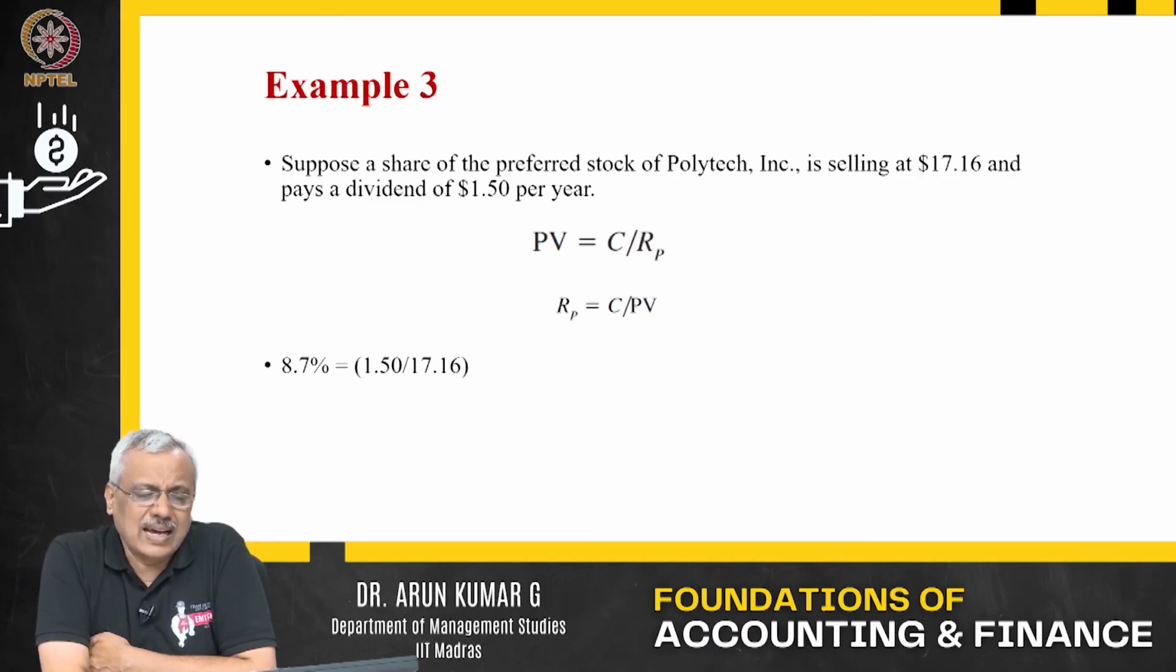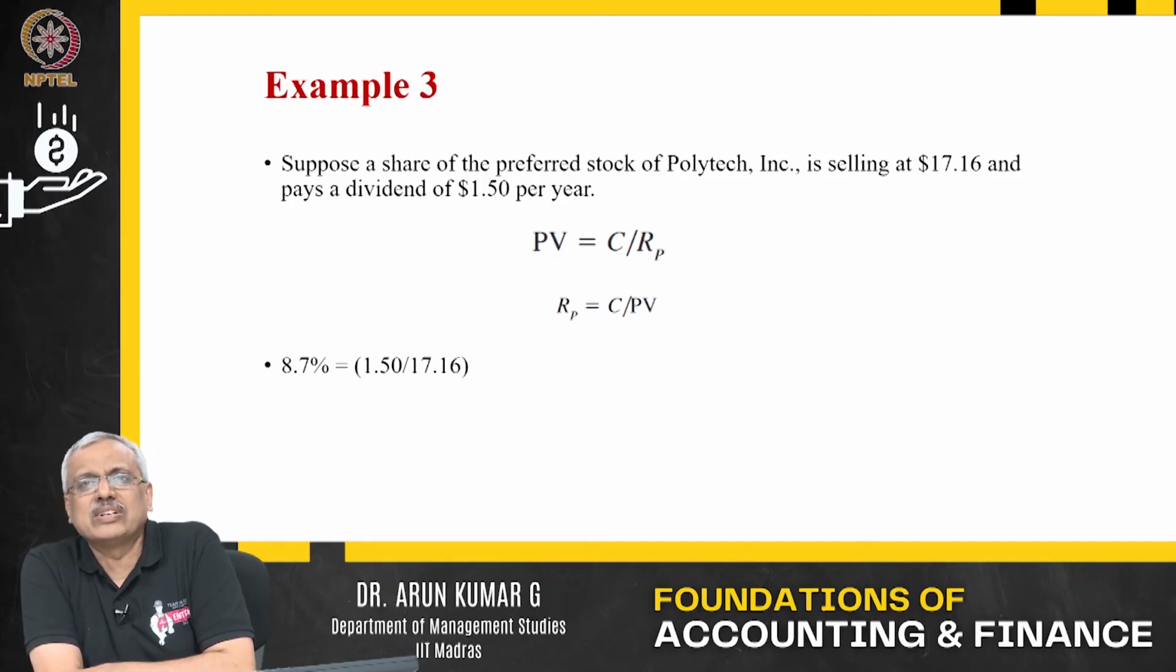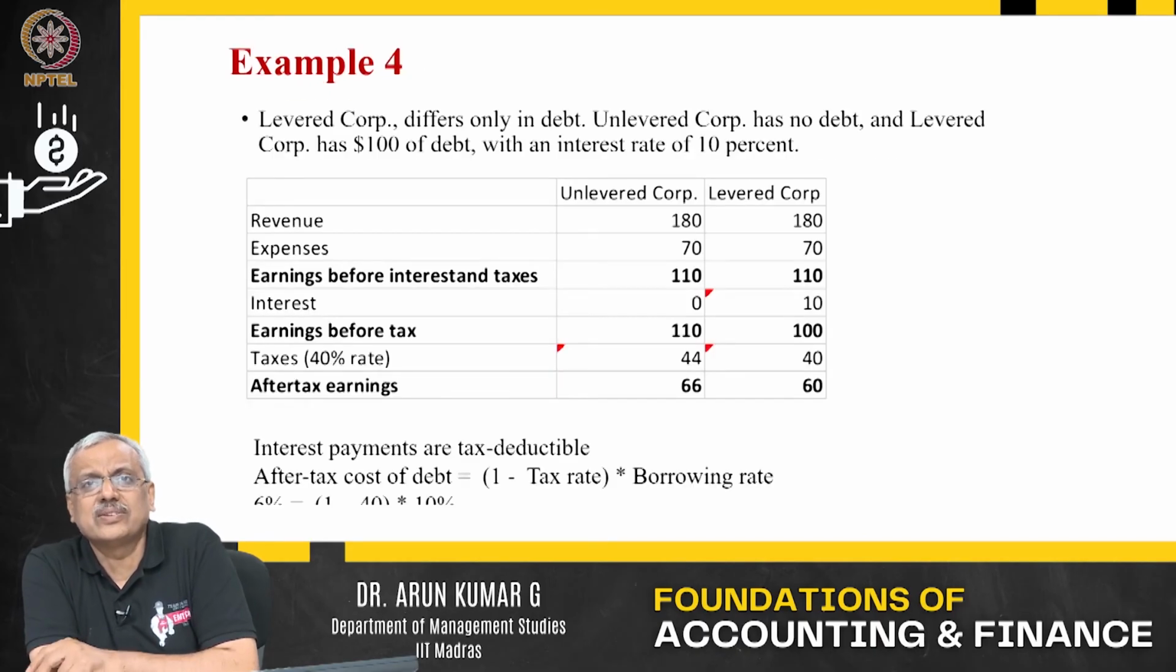Supposing a share of the preferred stock of Polytech is selling at 17.16 and pays a dividend of 1.5 per year. What is the yield? Yield is nothing but, what is the selling price? 17.16. That is the denominator. What is the dividend? 1.5. So, what is your return? Return is roughly 8.7%, and 8.7% is the cost of that preference share, because that is the expected return on the preference share as of today. So, 8.7% is the cost of the preference share.